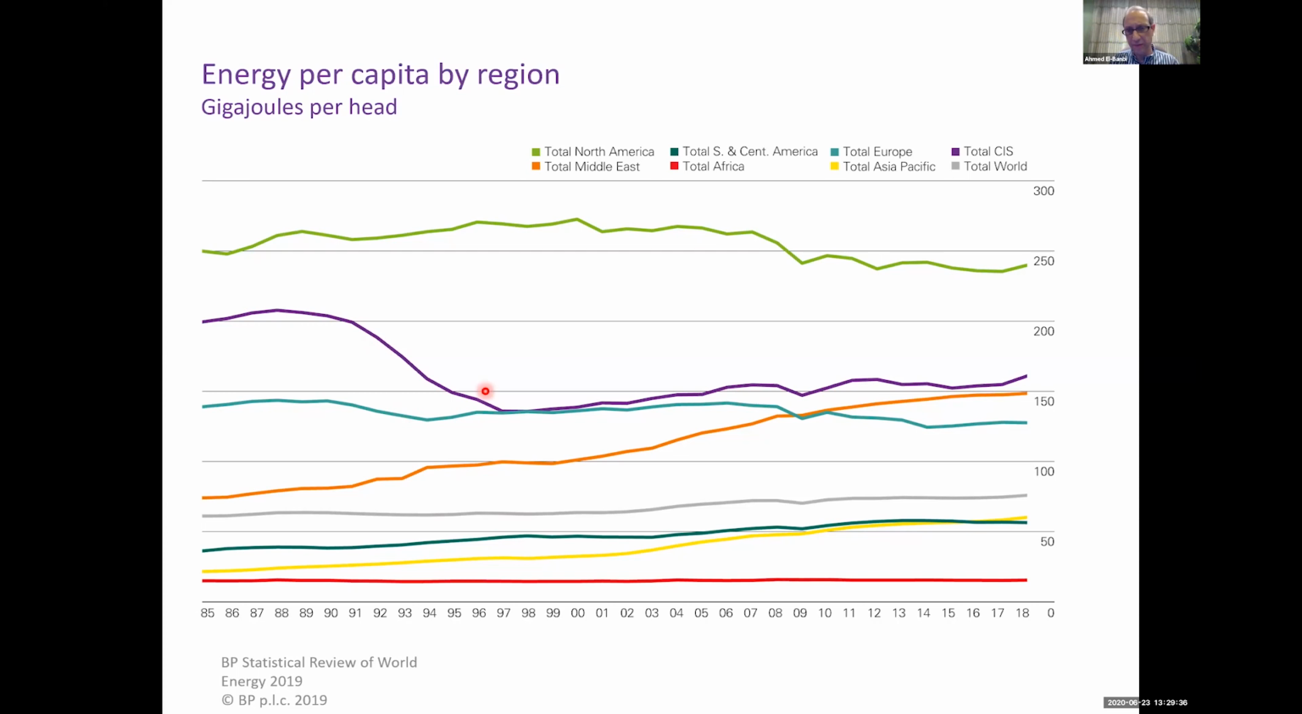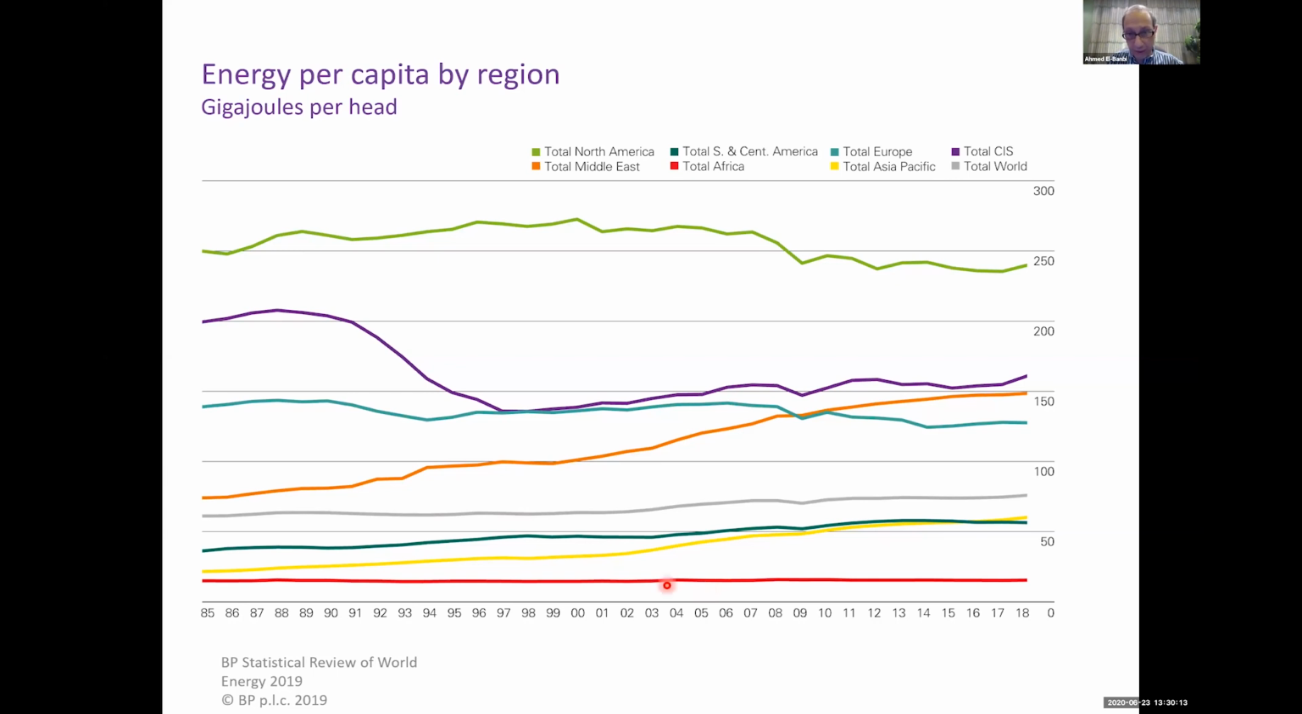CIS. CIS is the former Soviet Union countries. The Middle East countries have been growing, so they are now in the range of the former Soviet Union and the range of energy consumption in Europe as well. There are other regions that have less consumption per capita, per person. These regions include South and Central America in green here, Asia Pacific in yellow, and Africa at the bottom here in red.